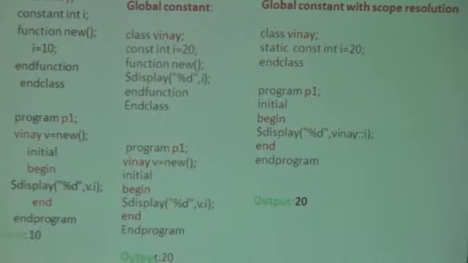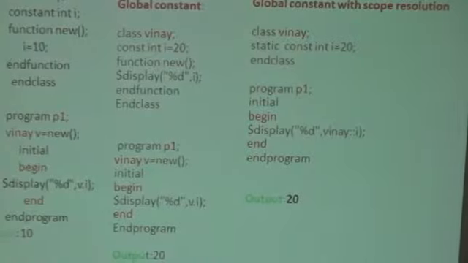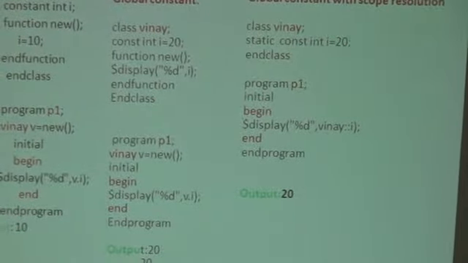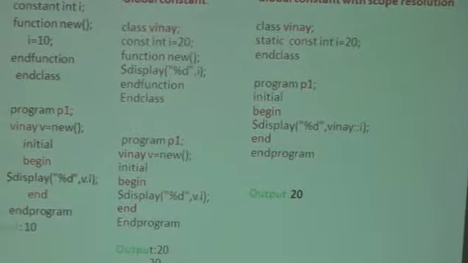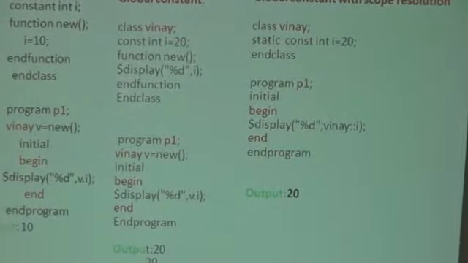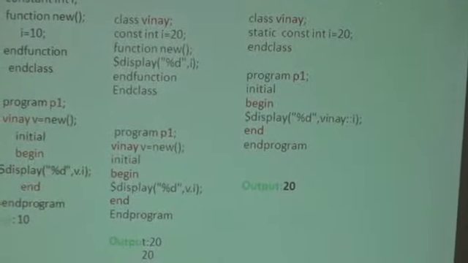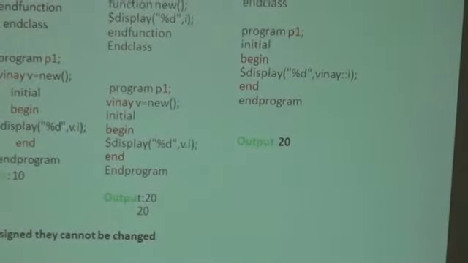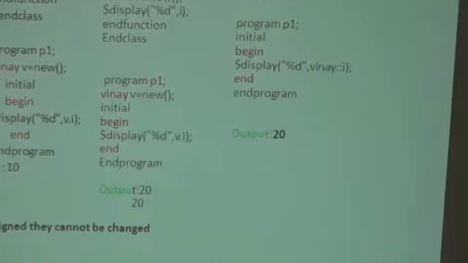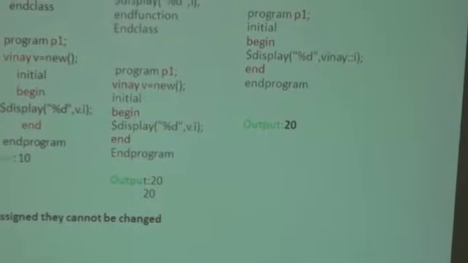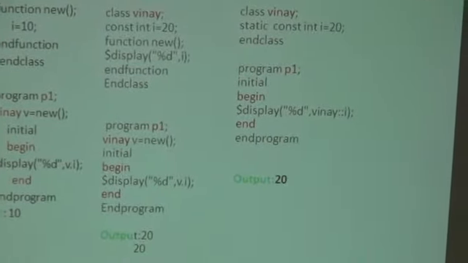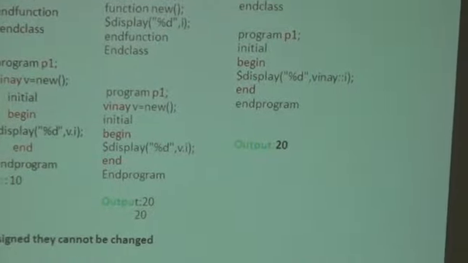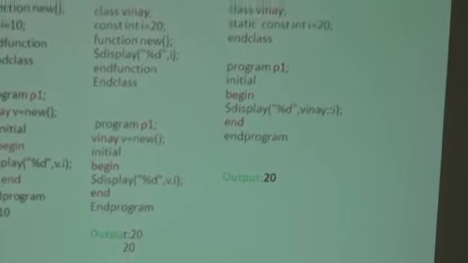And there is an example for global constant. A global constant is the one where the class has constant int i equal 10. That means the value is assigned at the time of initialization. In function new I have created an object for it and try to display the value, end function, end class. In program P1 I create an object for it, that is, v is equal new, initial begin, and I try to print this, and I get the output as 20. Since I have initialized it globally, it is equal to 20, and I am getting the value of 20 here.